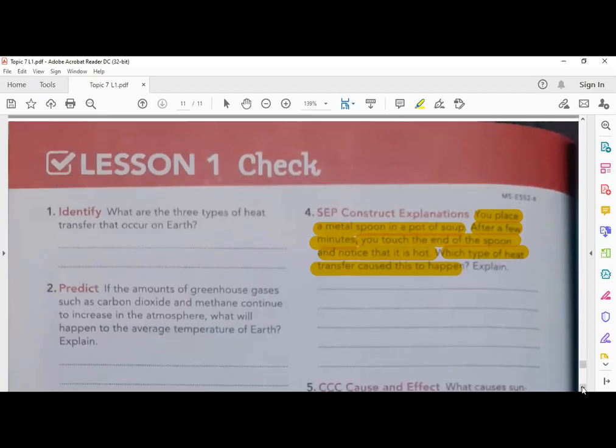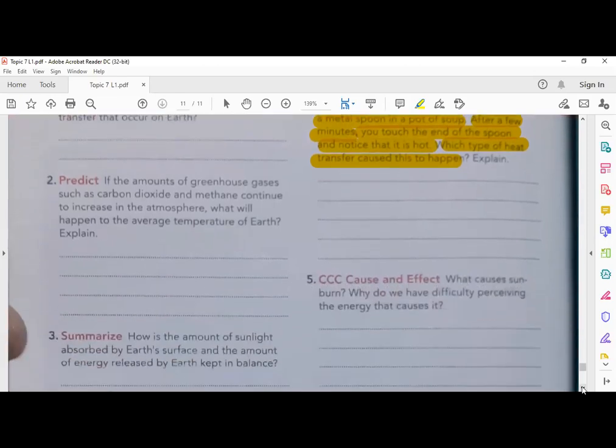The last question, read it. What causes sunburn and why do we have difficulty perceiving the energy that causes it? I'll answer the first part only. What causes sunburn? The greenhouse effect causes holes in the ozone layer, so some of the harmful rays will come to Earth and it may cause harmful diseases.